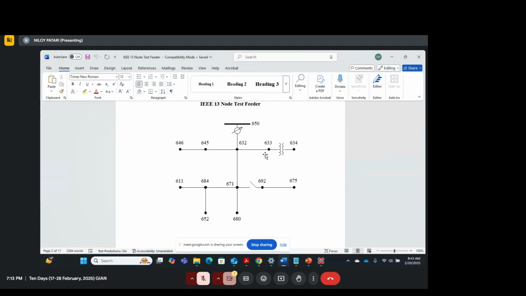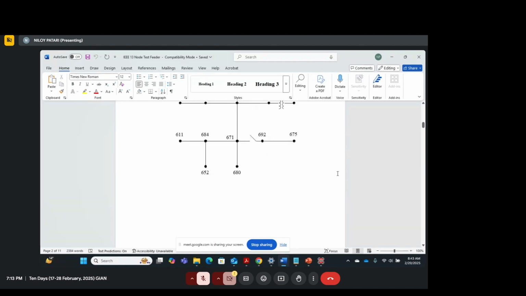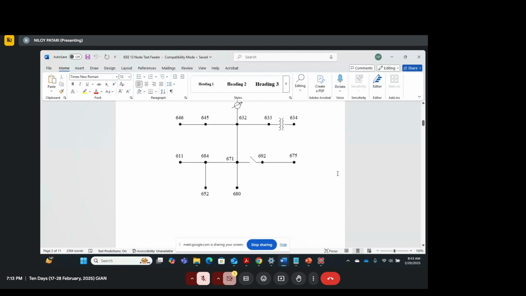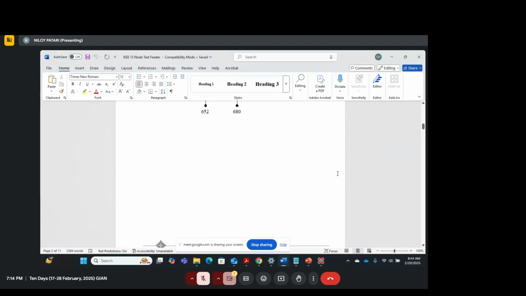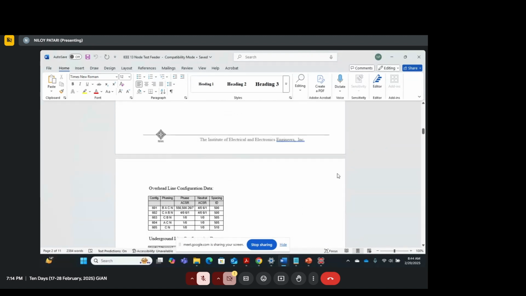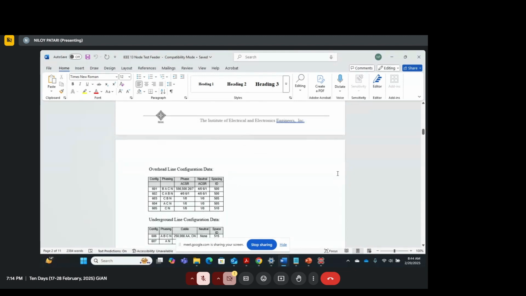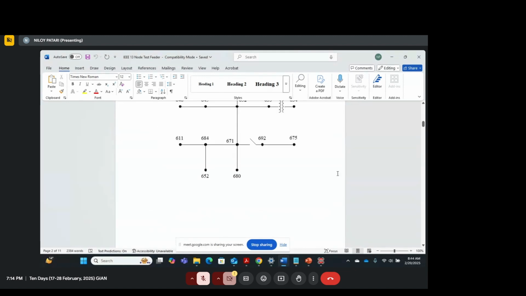I don't exactly remember if there is 2, but there are definitely single phase nodes as well. Now, whatever is written in this docx file has to exactly match the OpenDSS model, right? So you see how it is explained.